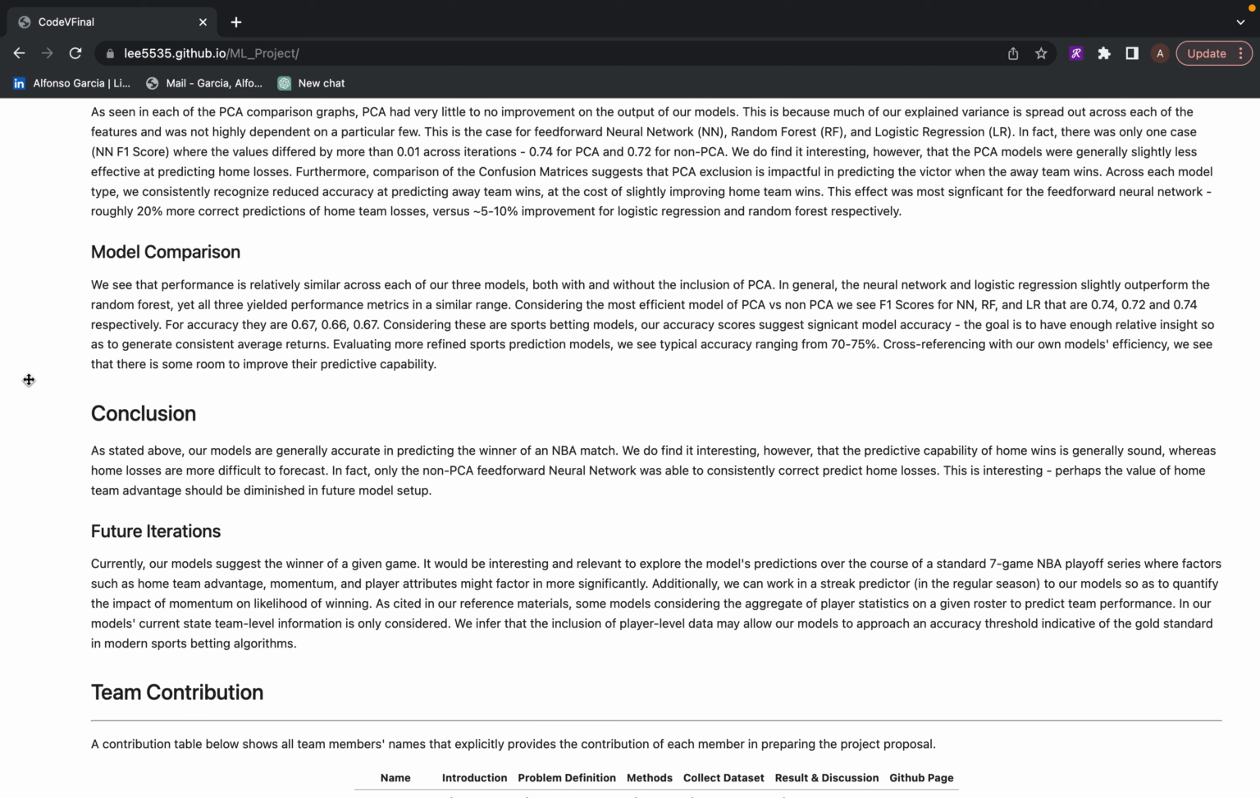Again, looking at model comparison, we see that F1 score, accuracy, ROC AUC curve values, and mean squared error are generally similar across all of our models. And this accuracy threshold suggests that our model is adept at predicting wins, however, is slightly subpar relative to the gold standard in the industry.